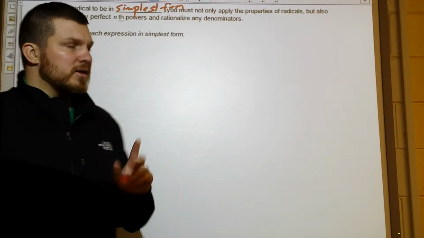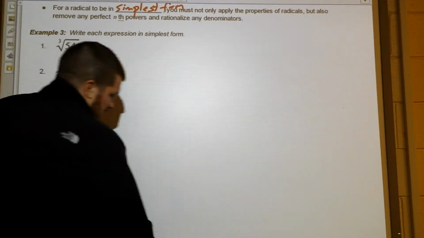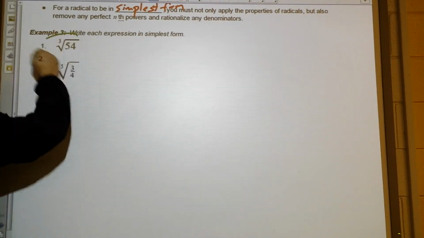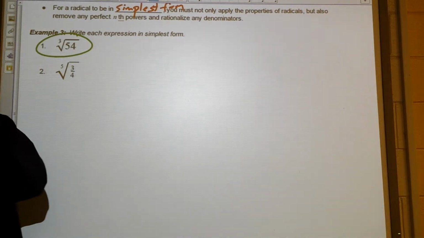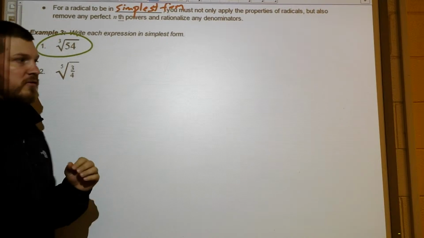More on that in just a minute. Just listen up for that in the example. So I want to do this first example. I'm going to do that in green. What I have is I'm looking to simplify the cube root of 54.